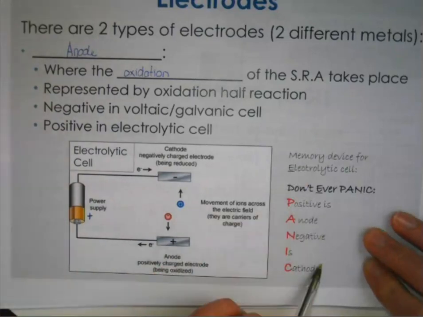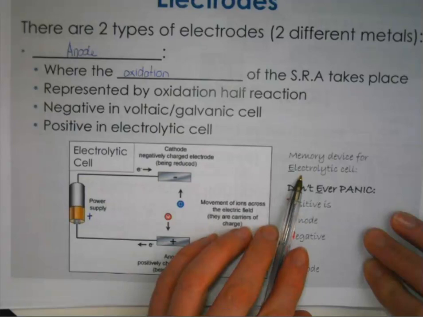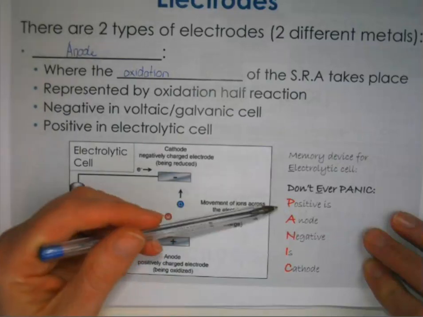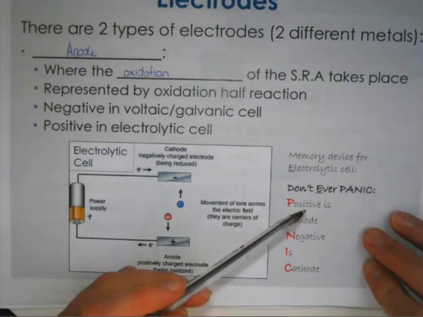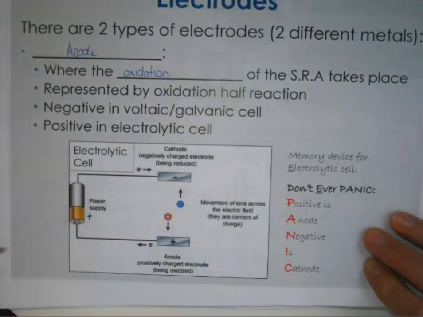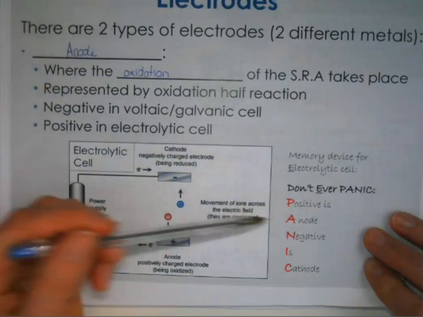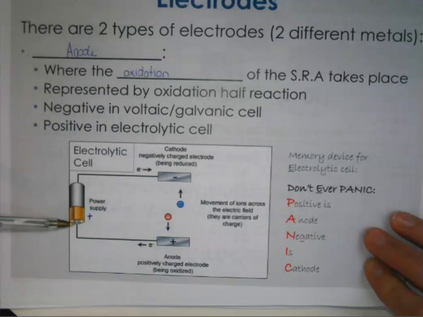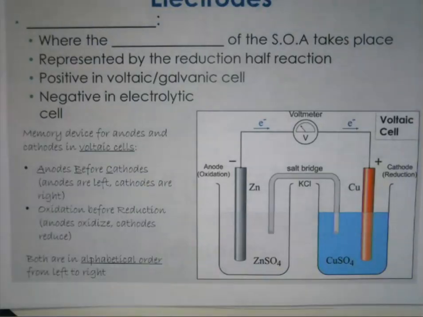Now there are memory devices for both of these types of cells. Personally, I like to just know the logic behind it so that if I forget, because we'll look at multiple mnemonic devices throughout this unit, and you feel overwhelmed with those, as long as you know the logic of why one would be positive versus negative, you can always reason your way through it on a test, which is the best way I like you to think about things: with logic.